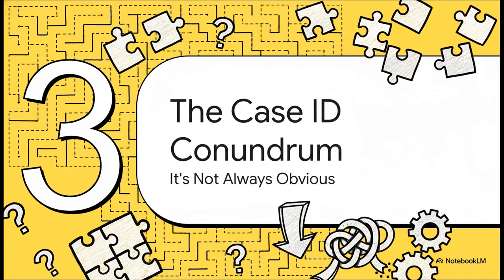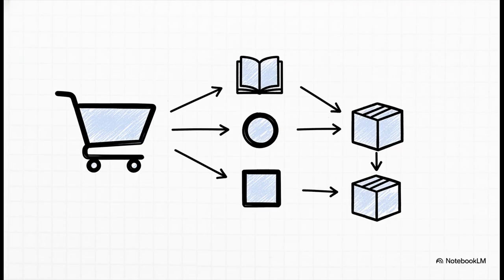But this is where we hit our first major puzzle, what I call the case ID conundrum. Because choosing the right one is way trickier than it sounds, and it's where a lot of projects go off the rails. Let me give you a perfect example, something we've all experienced: ordering from Amazon. Let's say you buy 3 things in one order: a book, some batteries, and a coffee mug. The book and batteries ship together in one box, but the mug ships from a different warehouse in a separate box, maybe a day later. One order, 3 items, 2 packages.